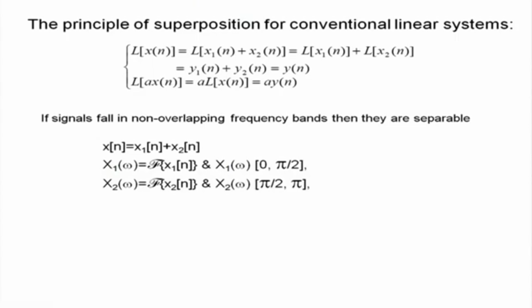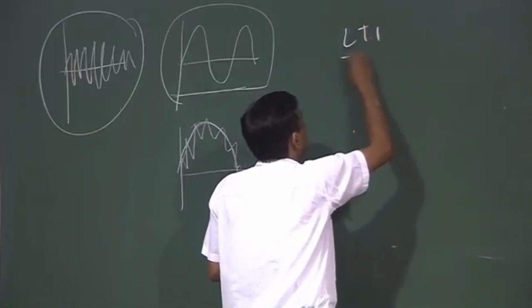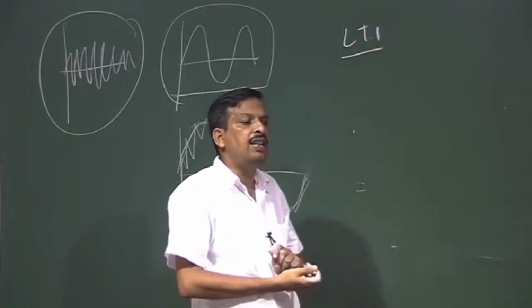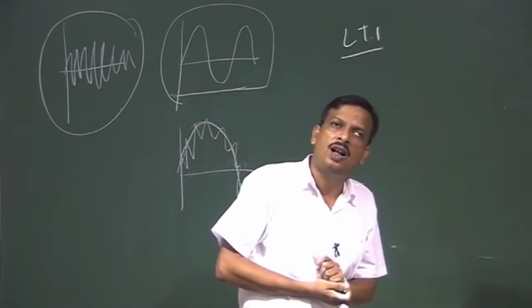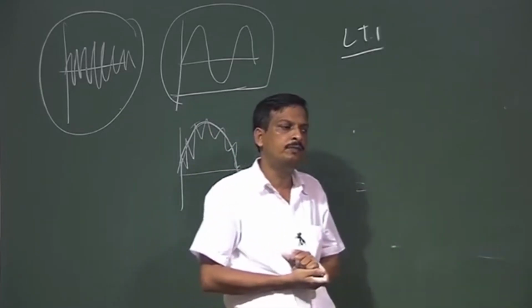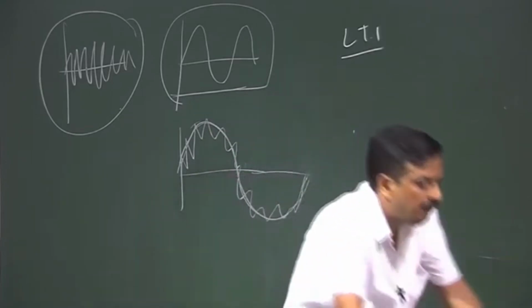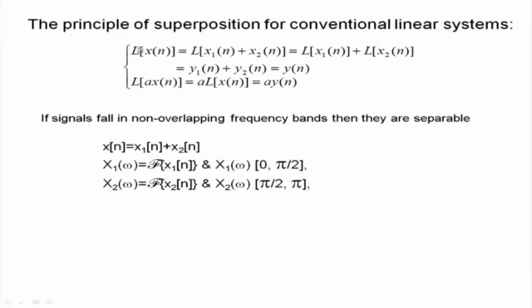Now, what is an LTI system? LTI system means linear system. A conventional linear system supports the superposition principle. That means, L of x1[n] plus x2[n] equals L of x1[n] plus L of x2[n]. If I apply every input separately, the outputs can be added up, and both will be the same. That is the superposition principle of the LTI system.